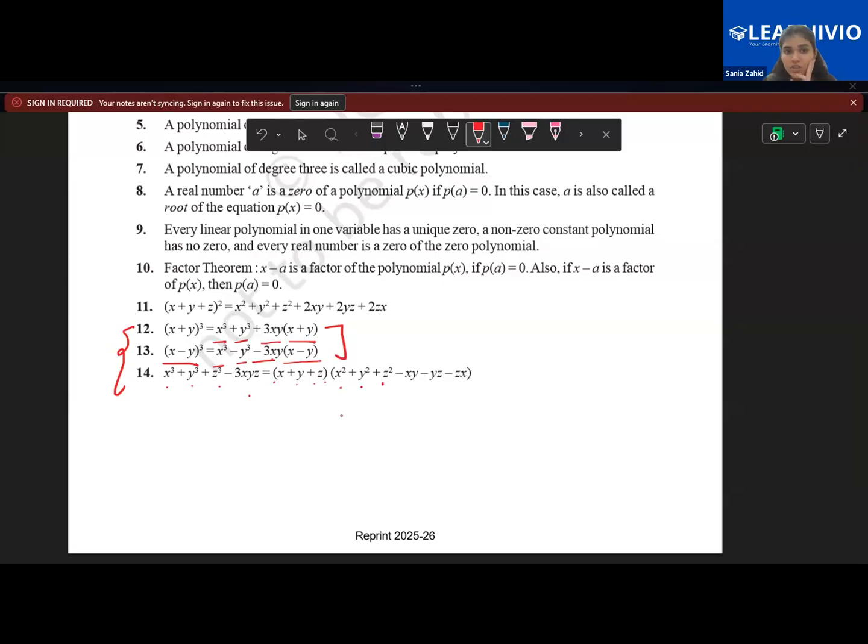So children, now from this there was one more thing, that if a plus b plus c is 0, or x plus y plus z is 0.